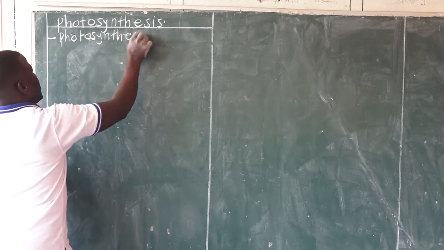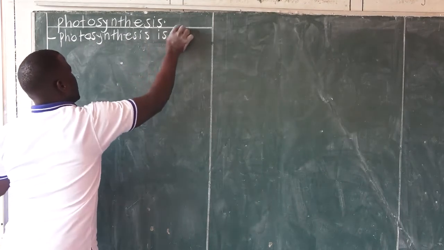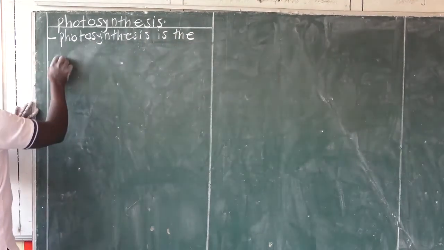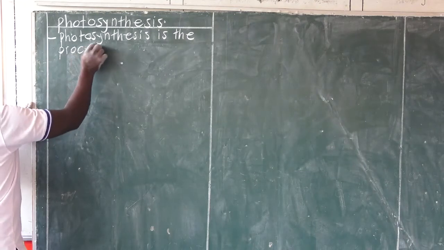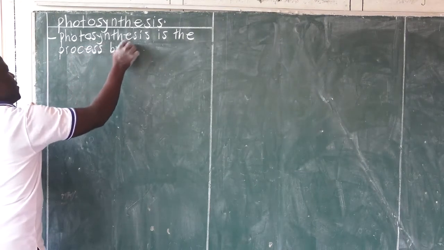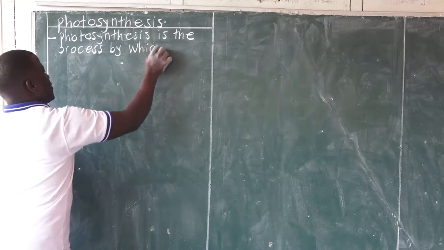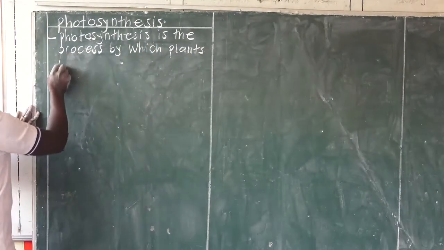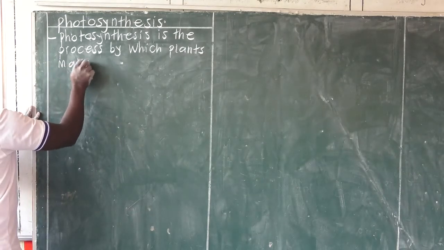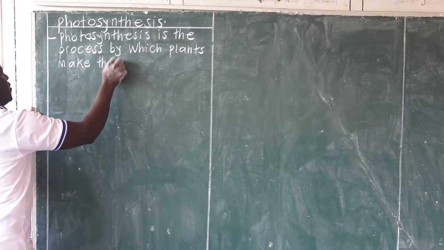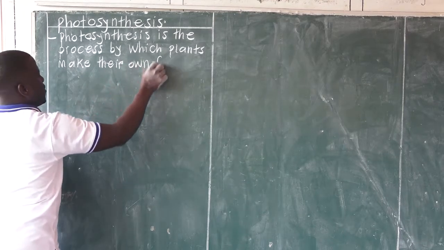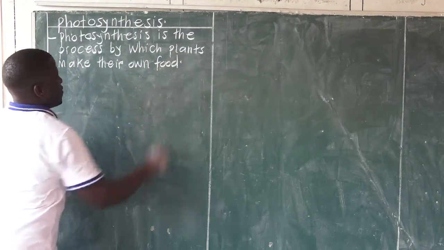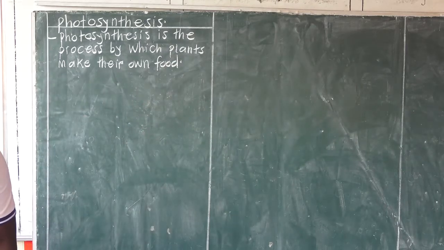Photosynthesis is the process by which plants make their own food.